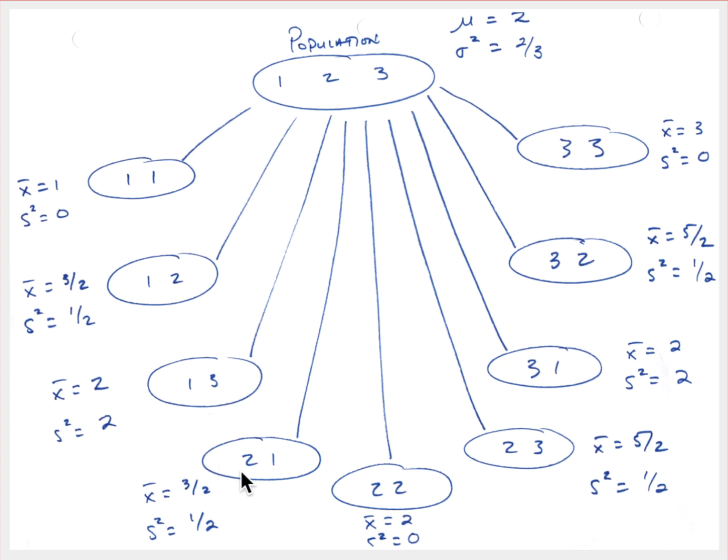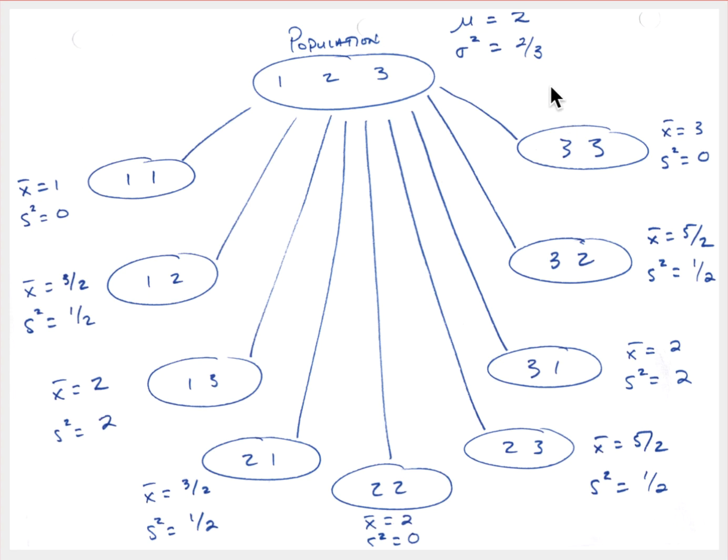We could get a 2 on the first draw, a 1 on the second draw, a 2 on both draws, a 2 on the first draw, a 3 on the second draw. Or we could get a 3 on the first draw, a 1 on the second draw, a 3 on the first draw, a 2 on the second draw, or a 3 on the first draw and a 3 on the second draw. So there are 9 possible samples. There are 9 possible ways that this experiment of selecting a sample at random and with replacement from this population can turn out, 9 elementary events in the sample space of that experiment.